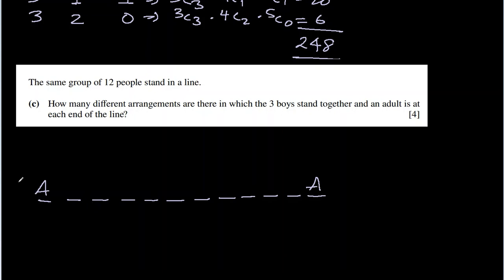That means we have to select these 2 adults out of those 5. Any 2 can stand here. So we will select them by 5C2 process.